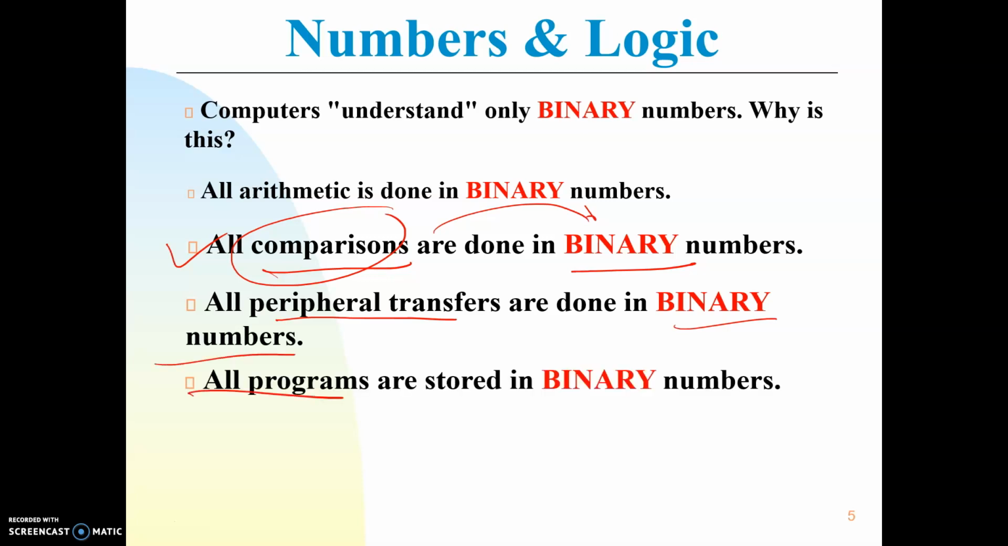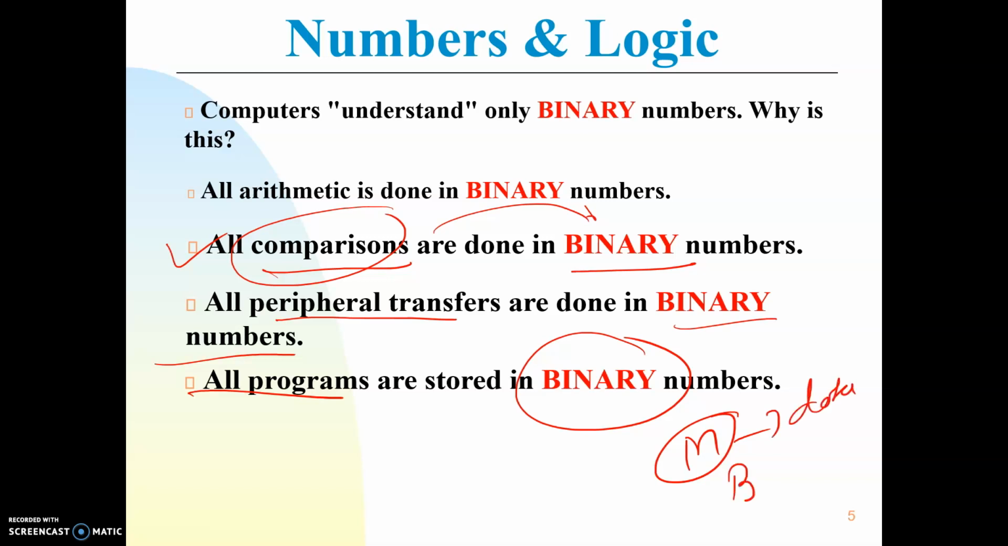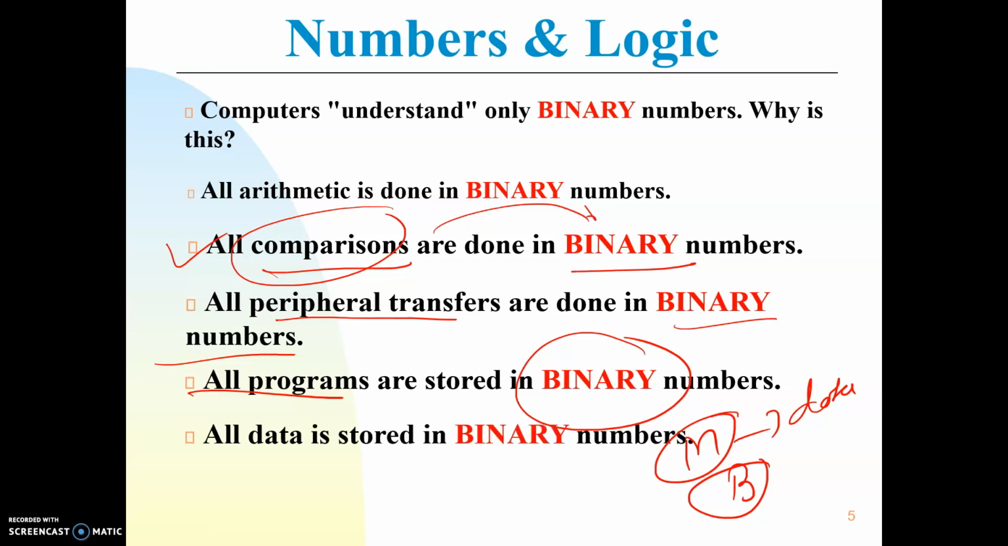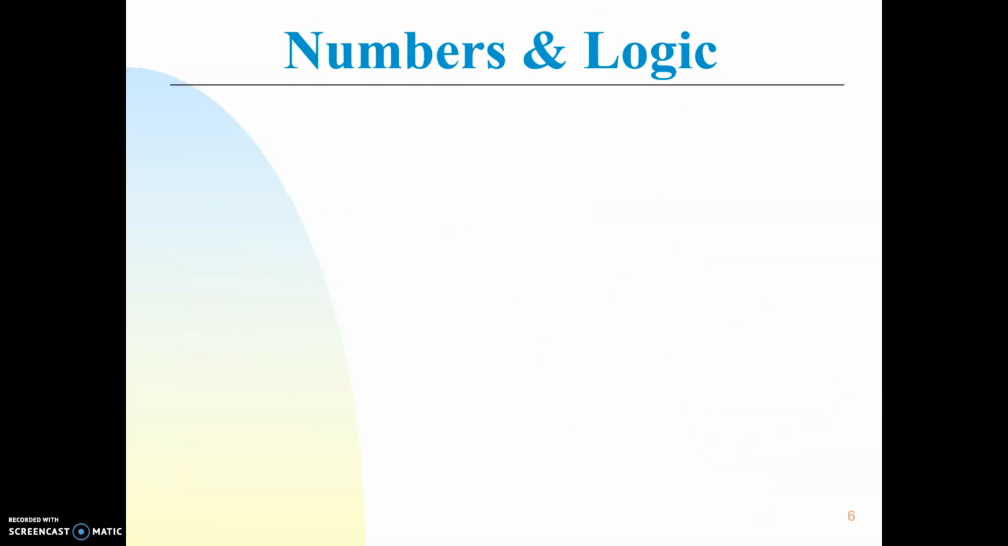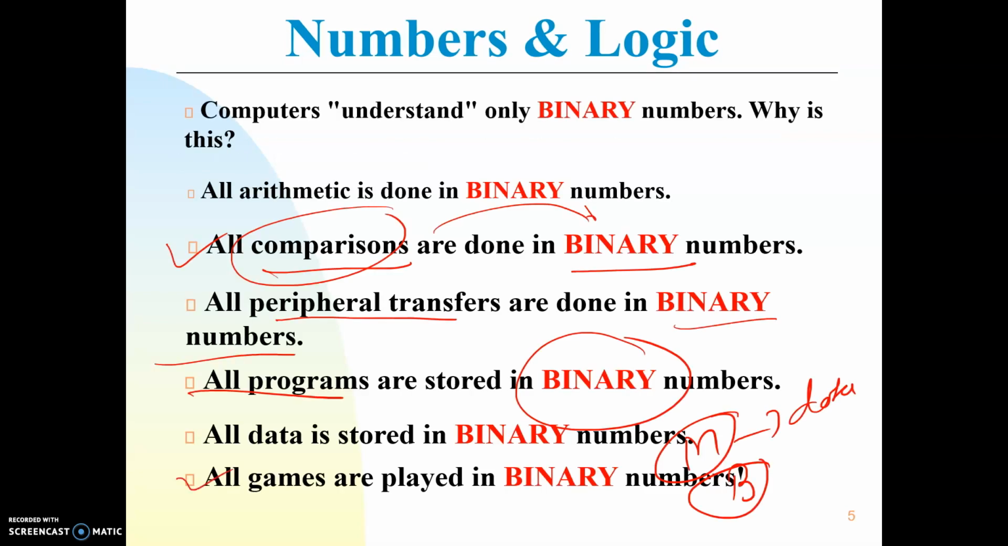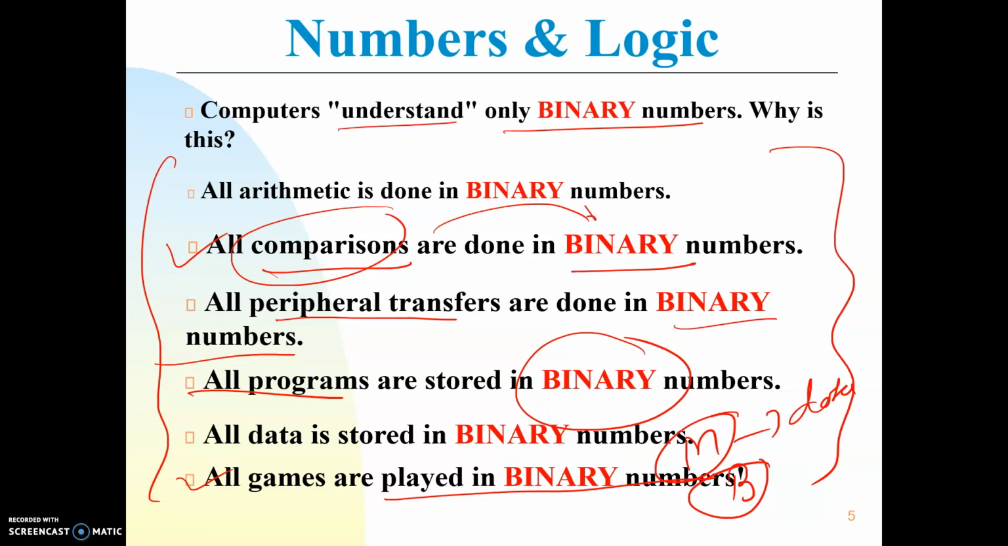Next, all programs are stored in the binary number system. In computer memory, the data gets stored in the form of the binary number system. Next, all games are played in the binary number system. These are some important points which I have highlighted as reasons for understanding the binary number system if you are using a computer system.